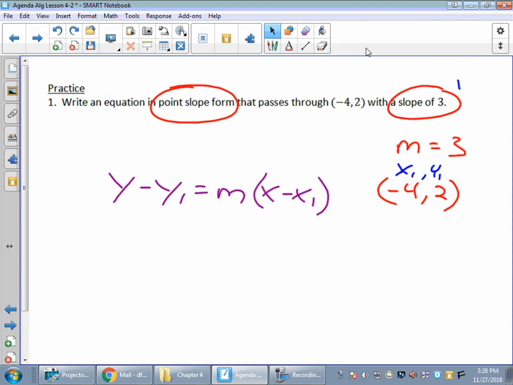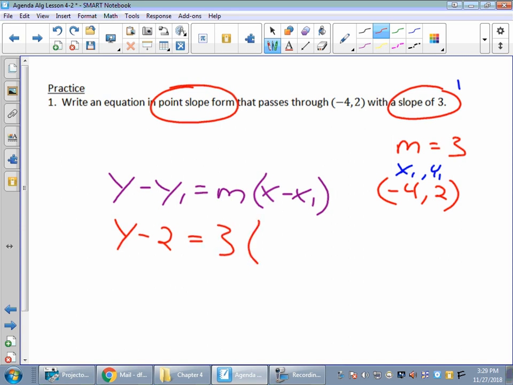So when we do that, we are simply going to have y minus 2 equals our slope m, which is 3, and then x minus a -4. So remember, that's going to make it a +4. Be careful with your symbols there. A -4 makes a +4. So we are done. We've got enough information. It's in point slope form already, and we're all set.